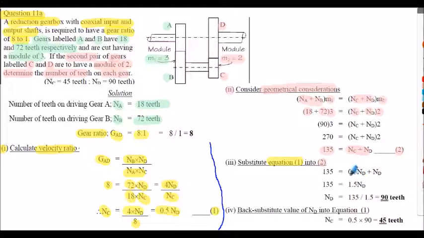So there's the 0.5 N_D inserted for the N_C in equation 2. Now we've got a simple equation with just one unknown, N_D. So again, evaluating for N_D, N_D is equal to 90 teeth. Back substituting the value of N_D into equation 1 above, we find that the number of teeth on gear C is 45 teeth. I'll let you review that solution at your own pace.